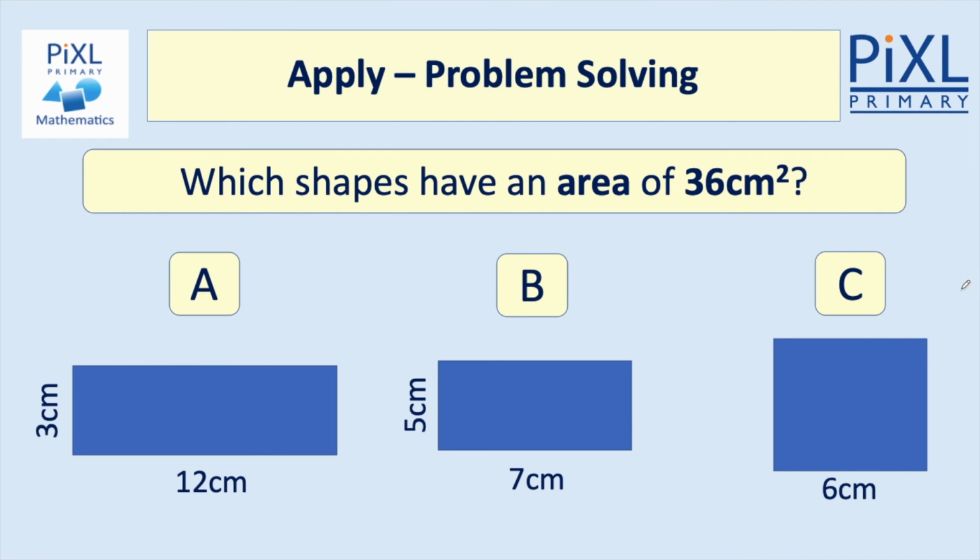And this next one, which shapes have an area of 36 square centimetres? Well, if we look at this first one, 3 times 12 is 36, so that one does, we'll give that a tick. 5 times 7 is 35, so it doesn't. And C, 6 times 6 is 36, so again, this one does have an area of 36 square centimetres.